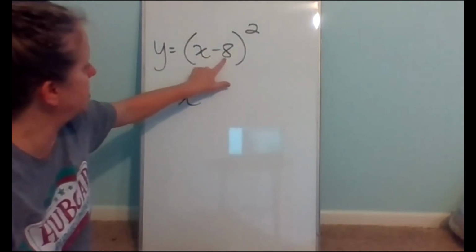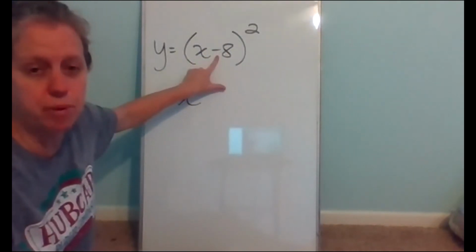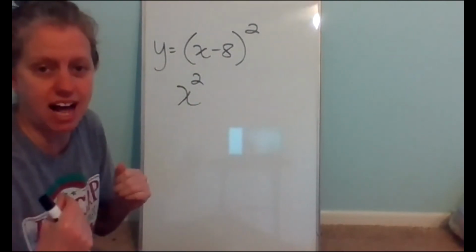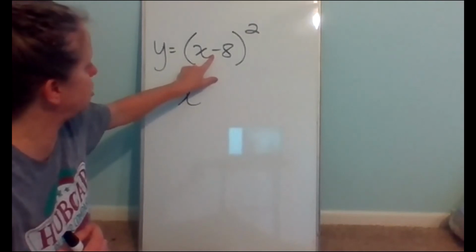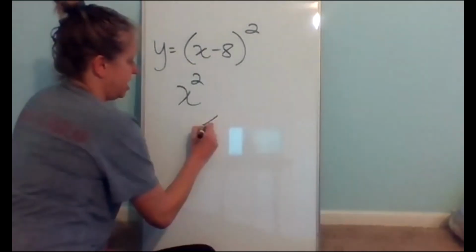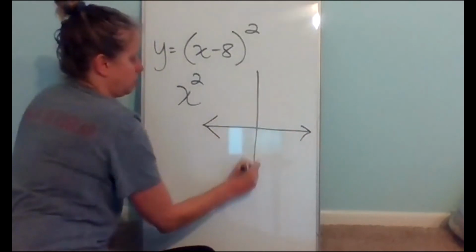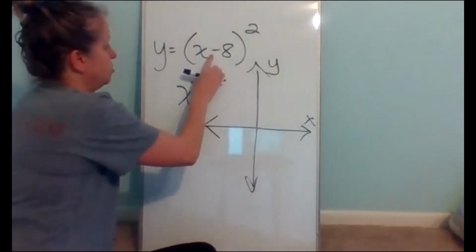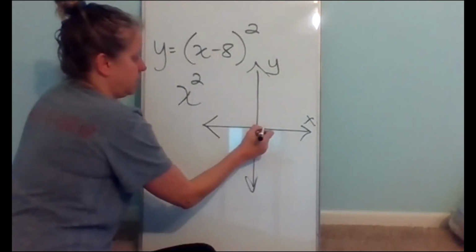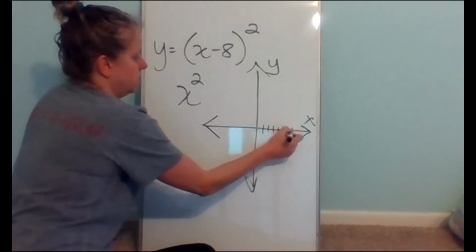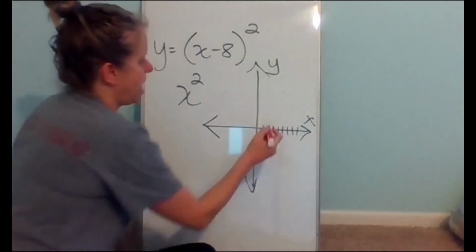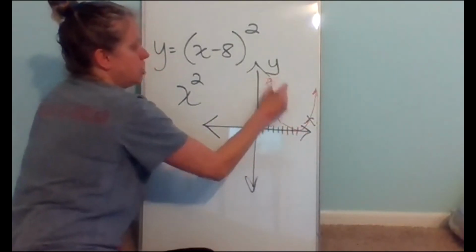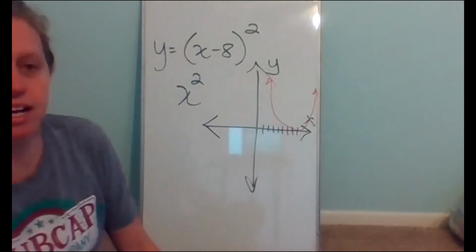Then you're going to shift it. Since this is an inside number, remember, inside numbers shift you left and right, but you go opposite the sign, which means it's going to shift this graph to the right 8. And I'll share my screen here in just a minute to show you how to do this in MyMathLab. So since it's -8, it's actually going to shift it to the right 8. So this would be x squared, which is a U, and then shifted to the right 8. So it would end up looking like this.